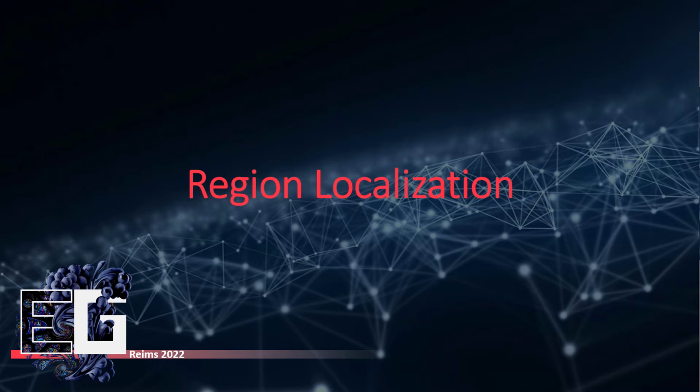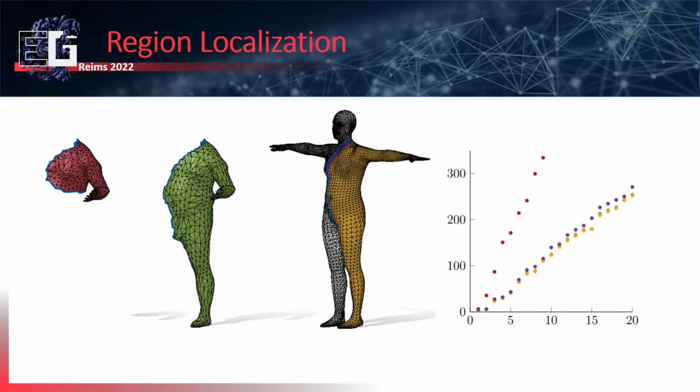The second task that we are going to address is region localization. In this task, we are given two shapes, here in red and green, and the goal is to localize the region spanned by those partial shapes on a fixed template. Here, the region is localized in yellow.